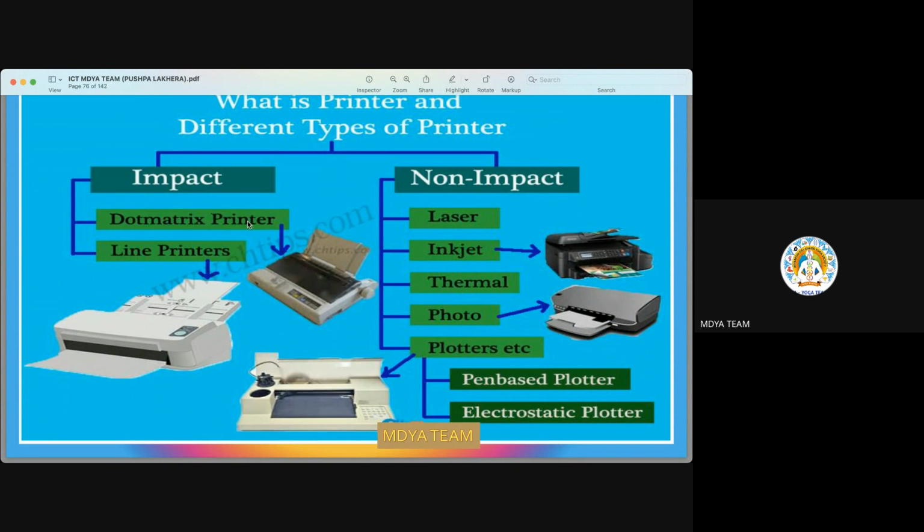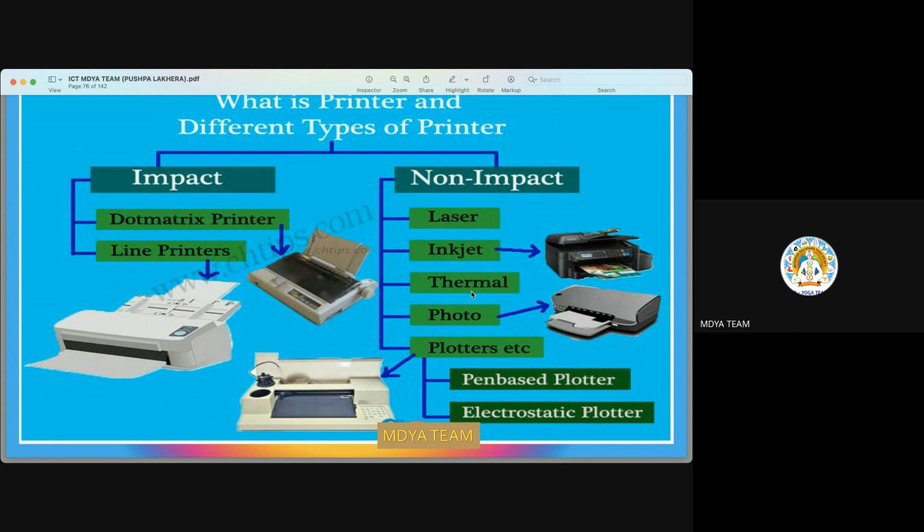Impact printers, dot matrix printers, look something like this. Line printers look like this. Then laser printers, which are not shown here, use a laser beam, a light beam. And inkjet uses ink, liquid ink, in the inkjet printer. And then thermal printers: photo and plotter are both thermal printers.